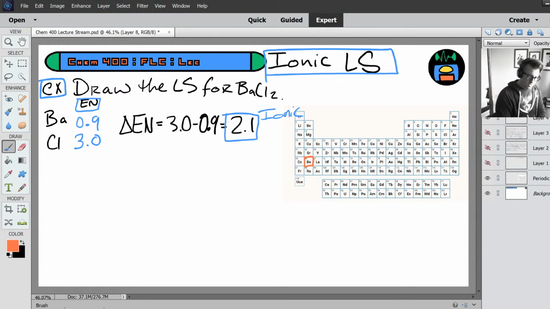All right, so let's go ahead and take a look at barium on the periodic table. It's right here. It is in the second column, so it will have 2 valence electrons, which means its Lewis structure has 2 dots. And when you look at chlorine, it is in the 7th column, so the Lewis structure for chlorine will have 7 dots.